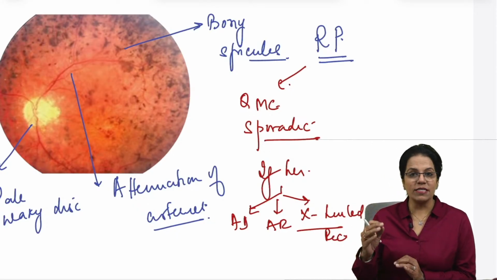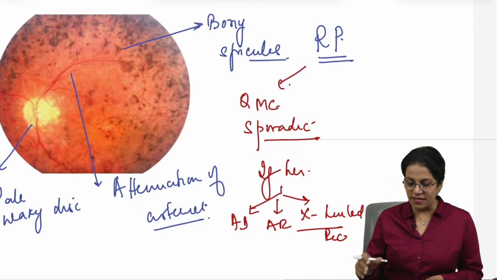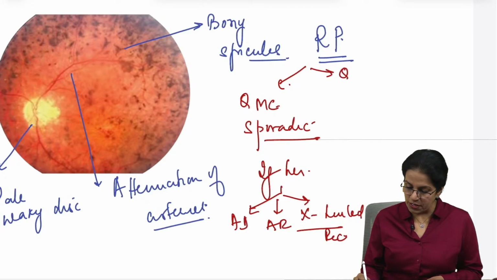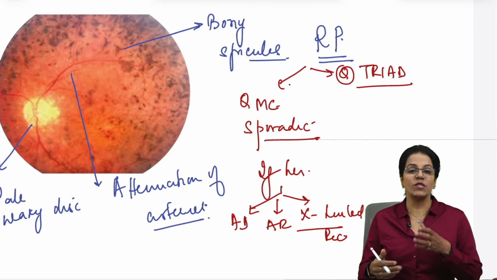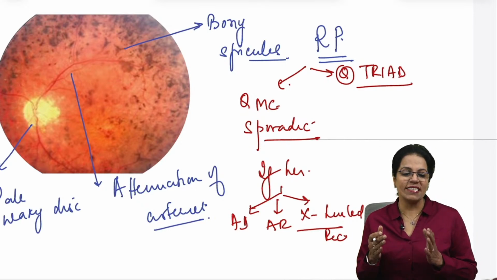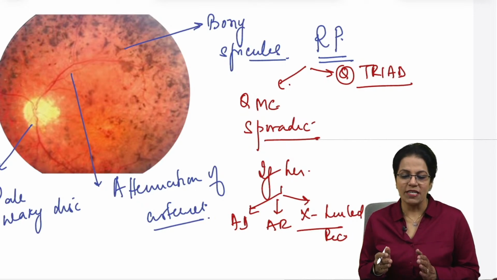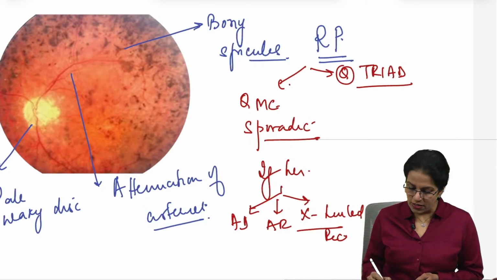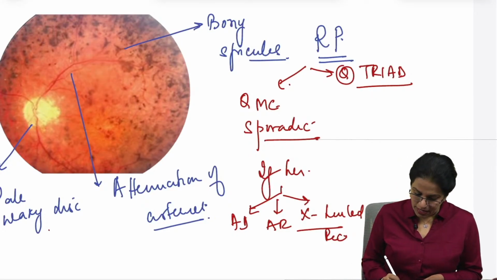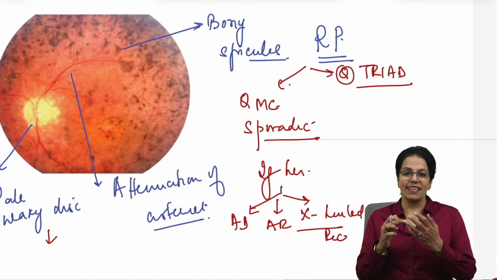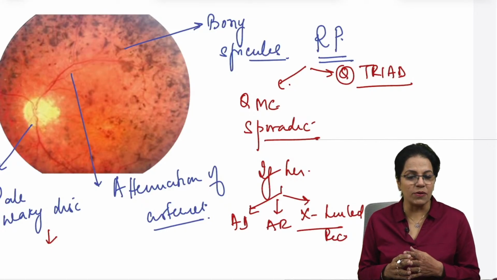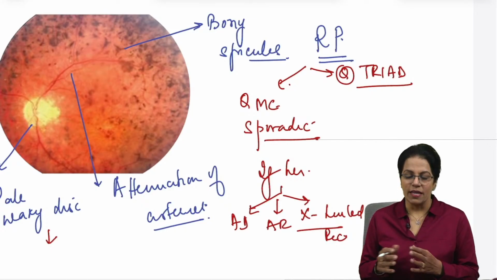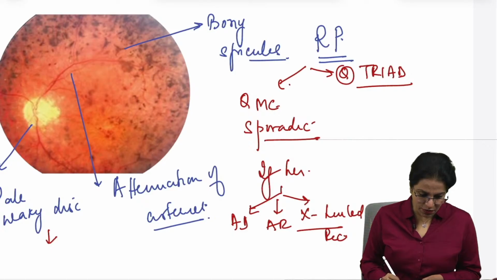The next important thing is the triad which you are seeing in this fundus picture, another exam question. What is the triad of retinitis pigmentosa? The pale waxy disc is which type of optic atrophy? We have learned it is a consecutive optic atrophy. And what else comes in the triad? Attenuation of arteries and bony spicules. Okay? So, this is a consecutive optic atrophy.